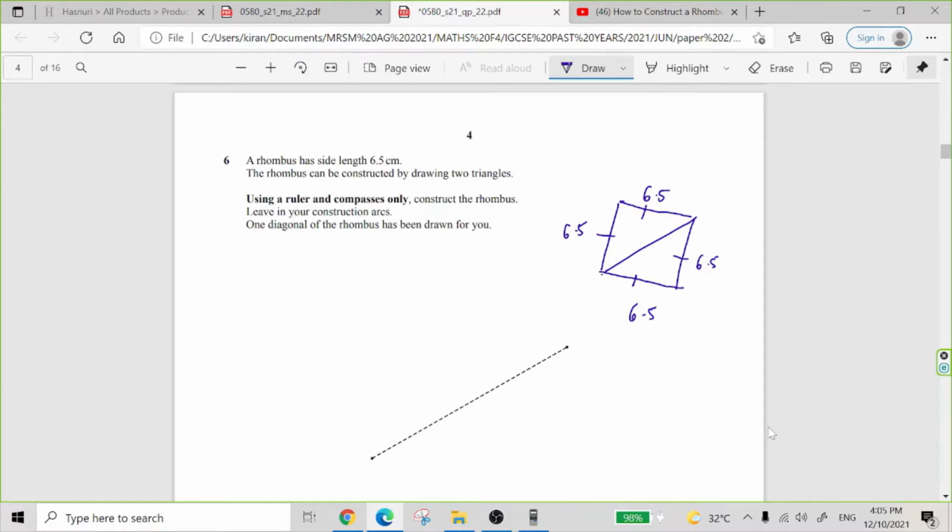Diagonal means this part. This is the rhombus that you should construct. This part we call the diagonal. Since we know that the rhombus has the same length for all sides, the 4 sides here are 6.5 centimeters. So how to draw it, I will show the video, but make sure you use your compasses and also the ruler.